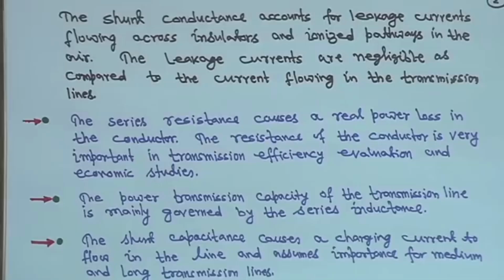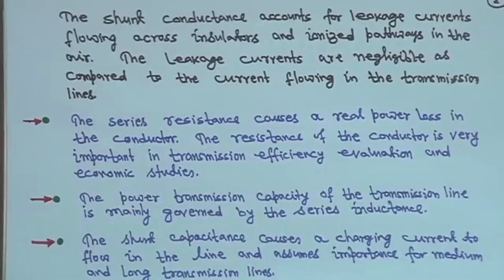And the third point is the shunt capacitance causes charging current to flow in the line, right, and assumes importance for medium and long transmission lines, long overhead lines. If it is a cable, then perhaps even at a low voltage level like 11 kV you have to consider the charging current, you cannot ignore it, right.